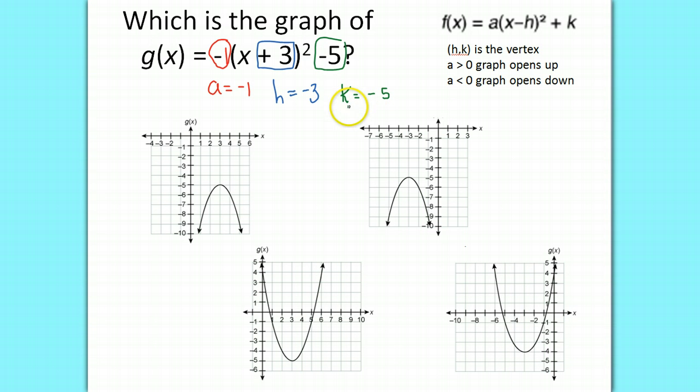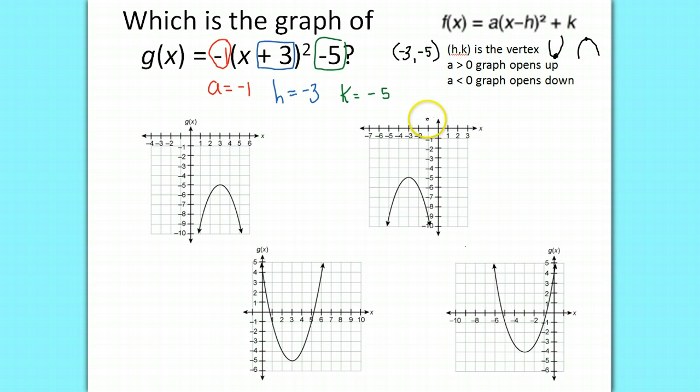So from this information, we can figure out the vertex. So it's going to be h comma k, so our h value is -3, k is -5. And the vertex is, whether it opens up, that bottom, the minimum value, or if it's opening down, it's the maximum value.